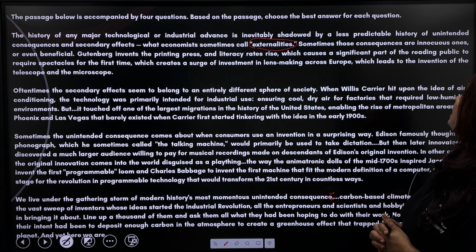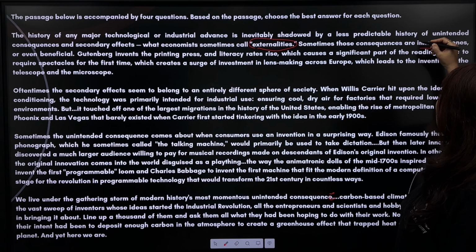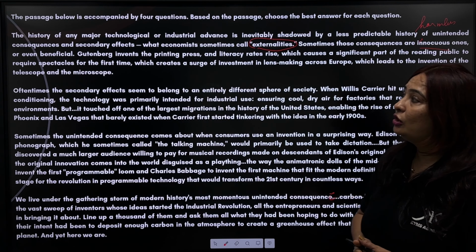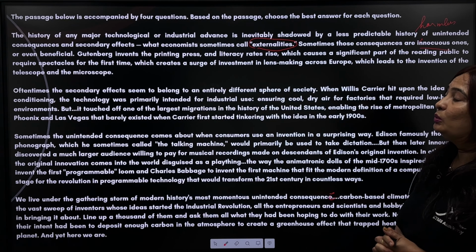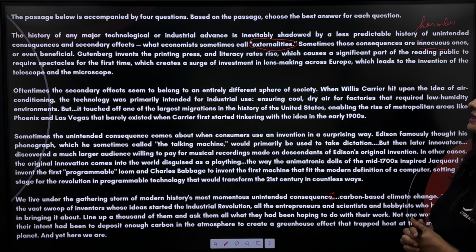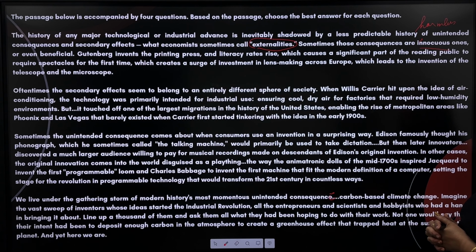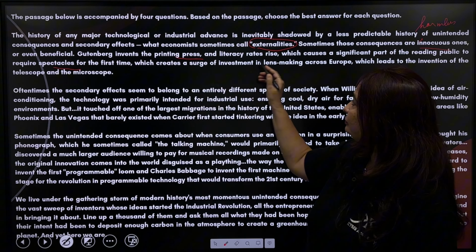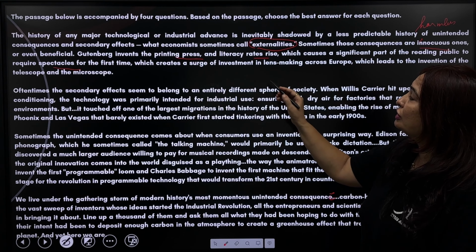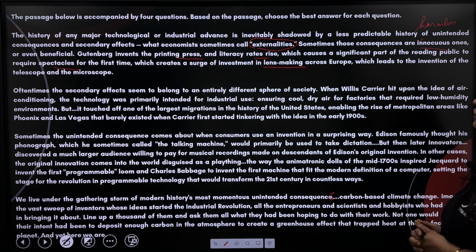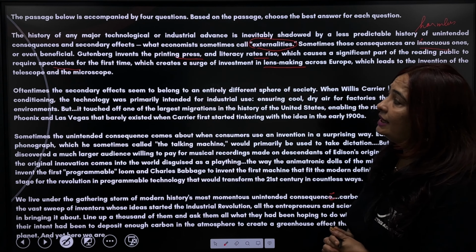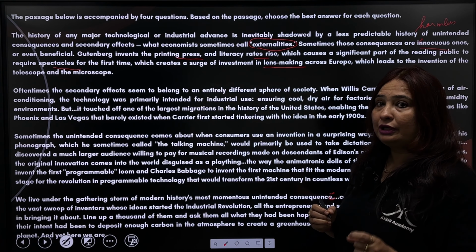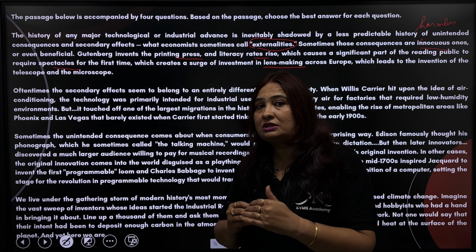Sometimes those consequences are innocuous ones. Innocuous means harmless or even beneficial. Gutenberg invents the printing press and literacy rates rise, which causes a significant part of the reading public to require spectacles, which creates a surge of investment in lens making across Europe, which leads to the invention of the telescope and the microscope. So basically in this paragraph, the author is talking about the unintended consequences.